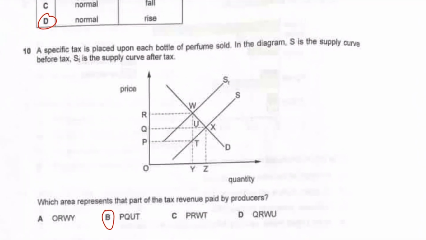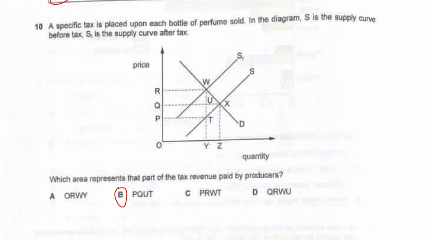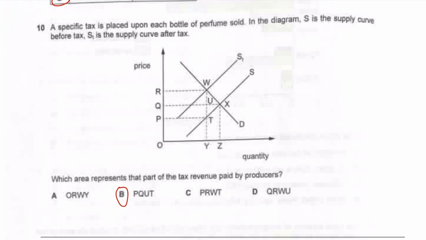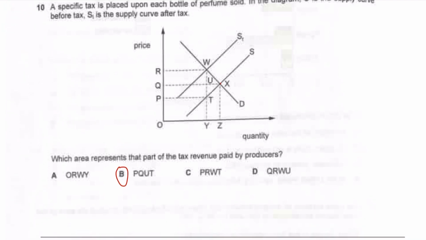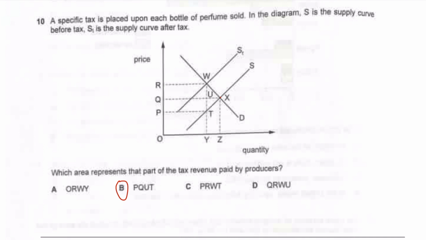Question number 10, a specific tax is placed upon each bottle of perfume sold. This is the original diagram, with demand and the original supply. The supply curve S1 is the supply curve after tax. Which area represents that part of the tax revenue which is paid by producers?